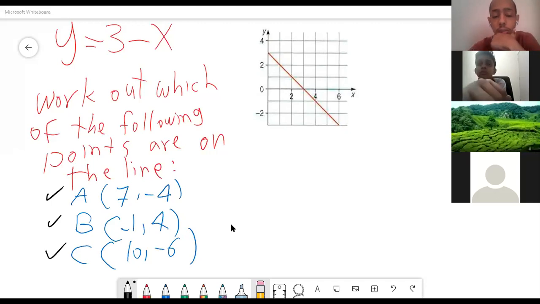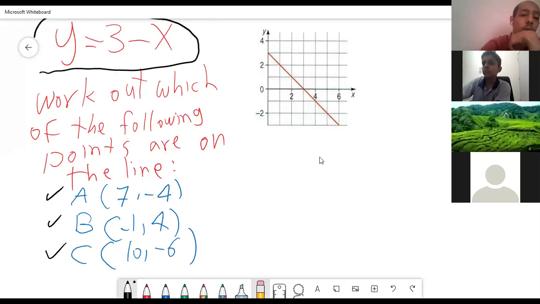Where is the function here? What is the function of the straight line? Who can tell me? Teacher, 4 plus x equals... No, the function. Where is the function? x minus 3... Well, the function is y equals 3 minus x. This is the function of this straight line as stated in the example.